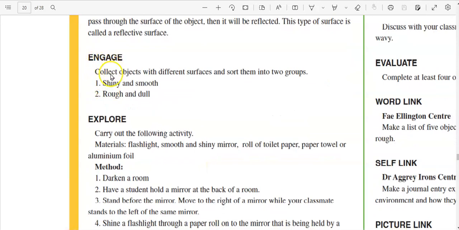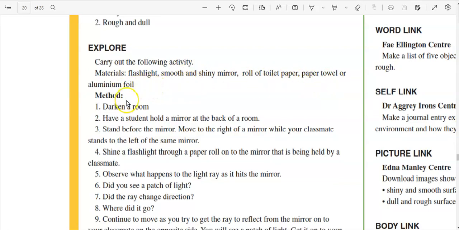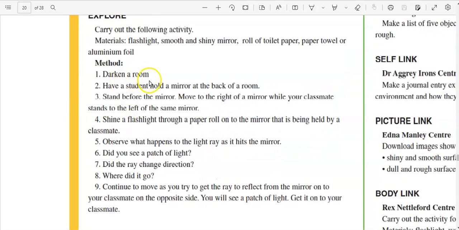So here's our engage. Collect objects with different surfaces and sort them into groups: smooth and shiny, and rough and dull. Okay, so some categorization taking place there. Let's explore. Carry out the following activities. Here are some materials you will need: a flashlight, a smooth and shiny mirror, a roll of toilet paper, paper towel, or aluminum foil. Here's the method. Darken a room, and I'd really like somebody to do this and send a link to a video so we can look at it.